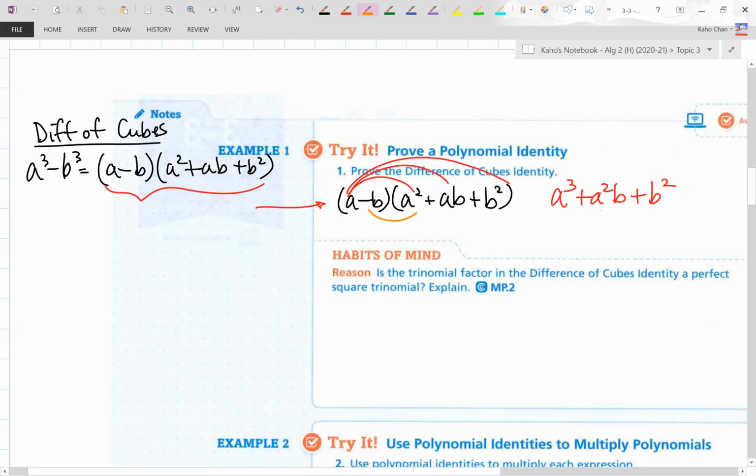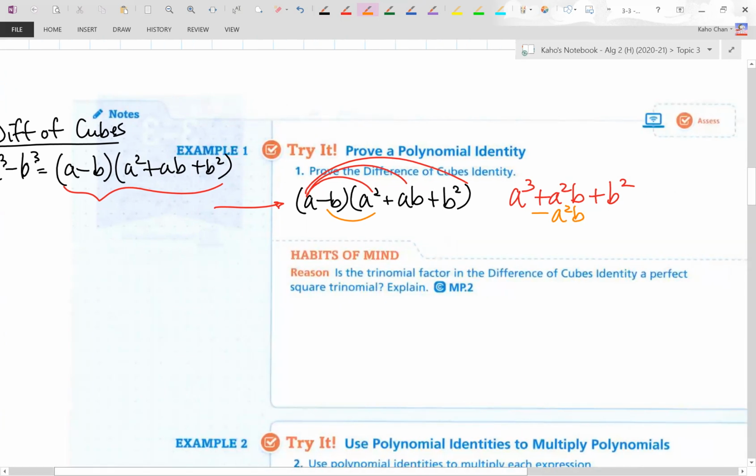Negative b times a squared is minus a squared b. Notice I already kind of see a pattern and a connection here. Notice how I kind of lined those like terms up a little bit. Here's another one. Negative b times ab is negative ab squared. And then we have negative b times b squared is negative b cubed. Did I make a mistake here?